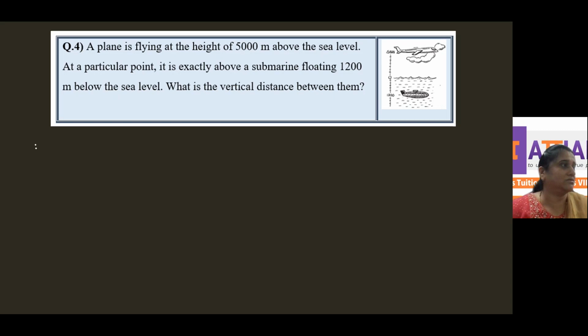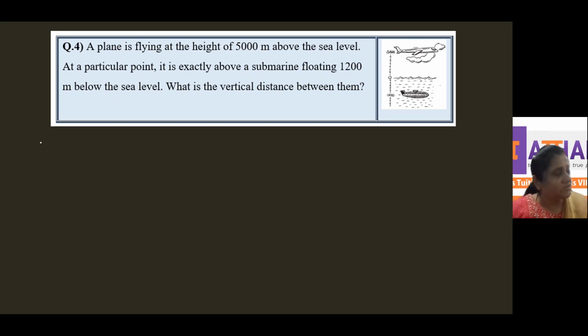It's distance, not a number line. See, from the plane to come to the surface of the water, what distance will you travel? 5,000. And from the surface of the water, if you have to go and touch the submarine, what is the distance you will travel? 1,200. So what's the total distance you will travel?